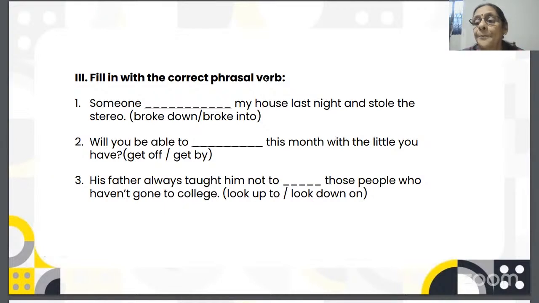Now, look up to means you are considering someone as your ideal. I look up to my father for his charity work. I look up to my father for his generosity, you can say. So that's a very good quality. For good qualities, when you want to emulate, follow, or imitate someone, you always say look up to. Okay, that's a positive phrase.